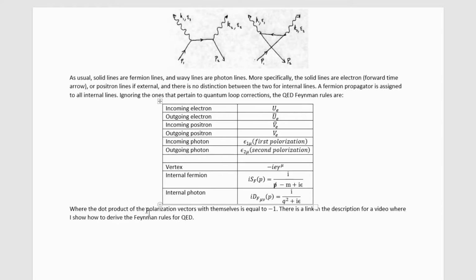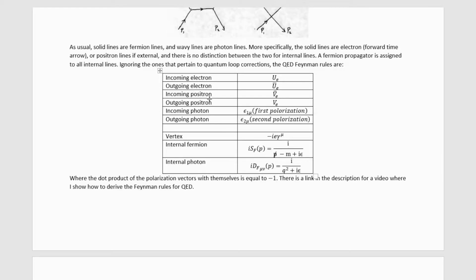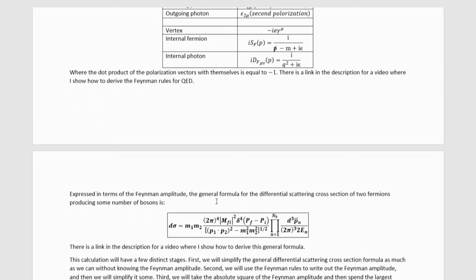Ignoring the ones that pertain to quantum loop corrections, the QED Feynman rules are given here, where the dot product of the polarization vectors for the photons with themselves is just equal to -1, as usual. If this table of Feynman rules is mysterious to you, then you can take a look in the description where I have a link to a video where I have derived the Feynman rules for quantum electrodynamics.